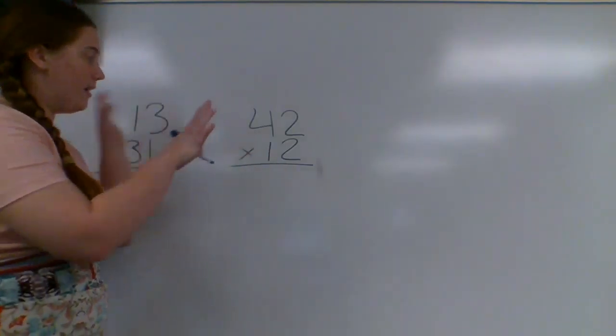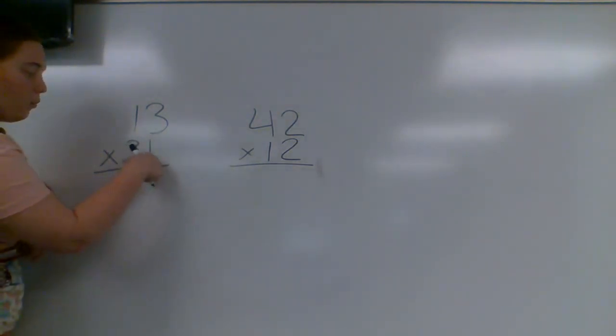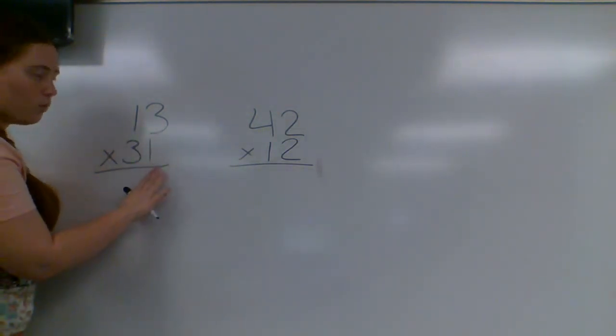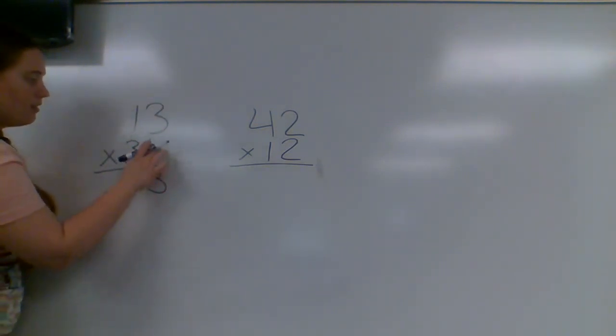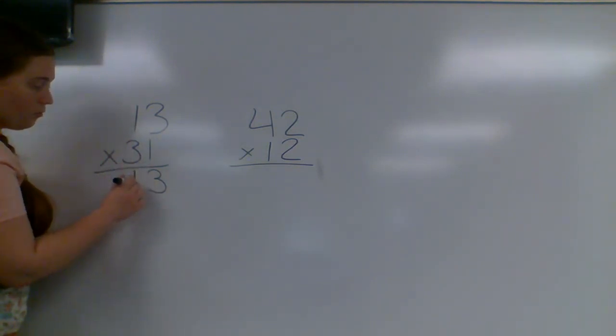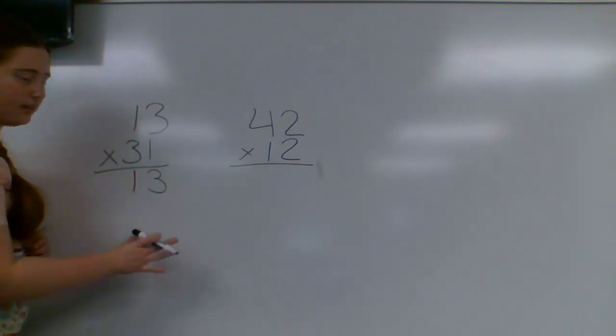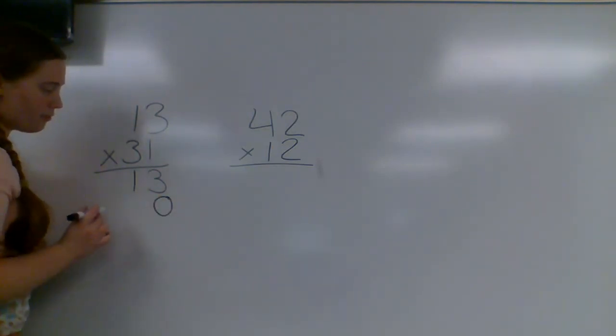Okay, let's go ahead and go through these 2 problems. We have our ones place right here. So we're going to do 1 times 3. 1 times 3 is 3. 1 times 1 is 1. So we have that. Let's go ahead and put our 0 underneath this 3.